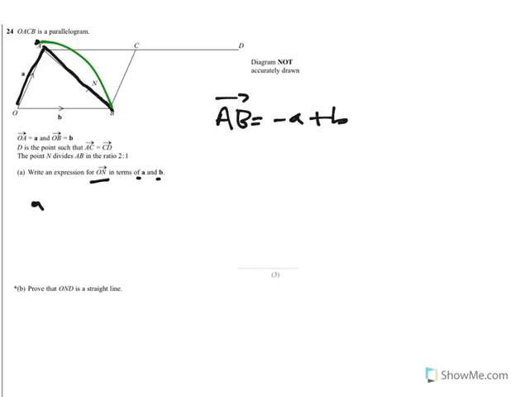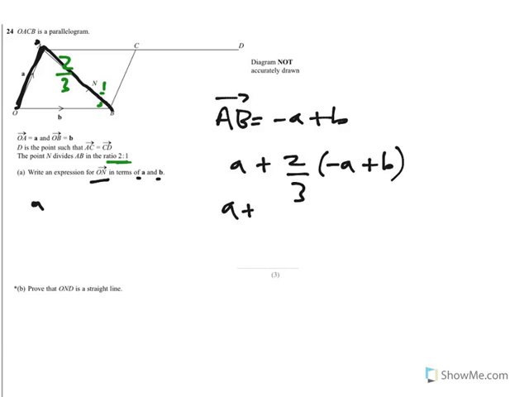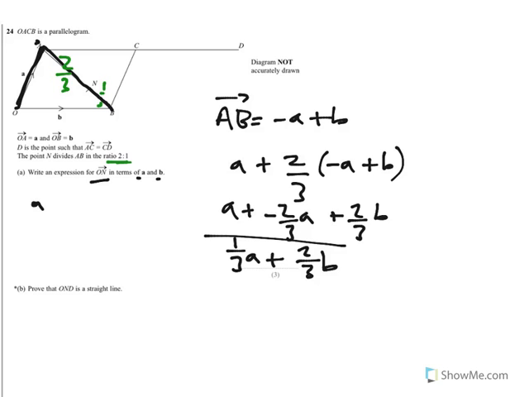Now that is 2/3 of the distance. We know that because it's in the ratio 2 to 1, so that's 2/3 and this is 1/3. So it's going to be a, that distance, plus 2/3 of minus a plus b. So if we simplify that, we'll get a minus 2/3 of a plus 2/3 of b. a minus 2/3 of a is 1/3 of a, plus 2/3 b. That is our vector from O to N.